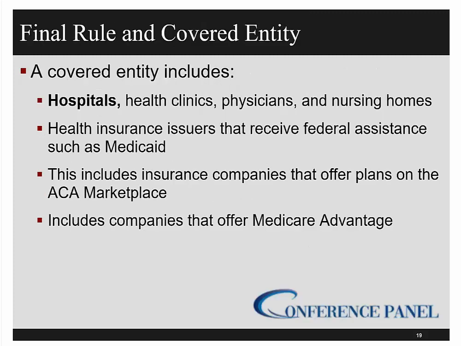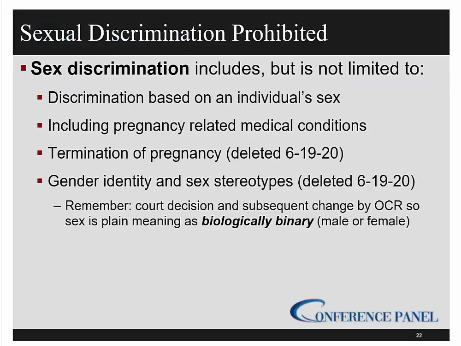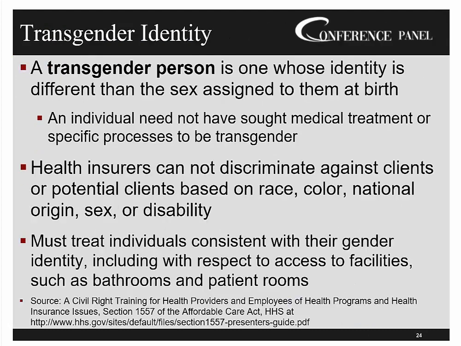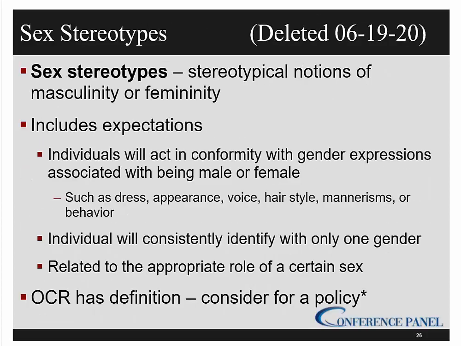Covered entities include, as I mentioned, hospitals and clinics. There is sex discrimination and gender identity, because that has been such a hot button. They had to take out gender identity and termination of pregnancy. A transgender person is a person whose identity is different from what was assigned to them at birth. So here's an example of a transgender patient. Again, that was taken out along with stereotypes.